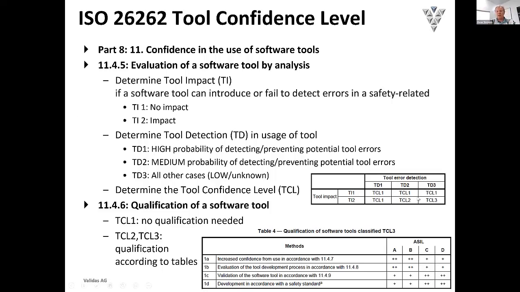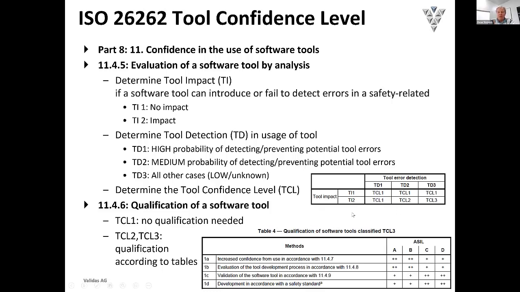And this is then the computation of the tool confidence levels, which is explained here. If the tool has no impact, TI1, then you get TCL1. And if there's an impact, TI2, then it depends on the TD. If TD is high, then you also get TCL1. If TD is TD2, medium, then you get TCL2. And if the TD is TD3, then you will get TCL3.